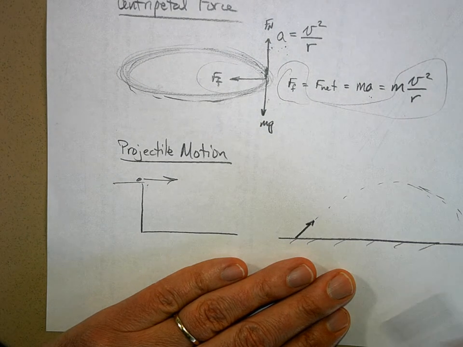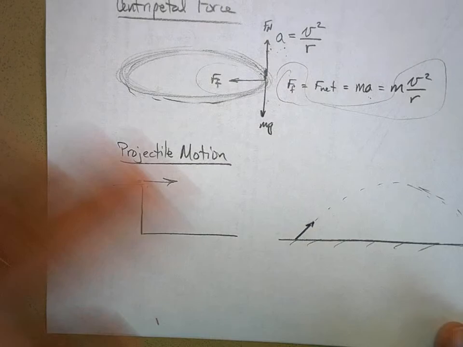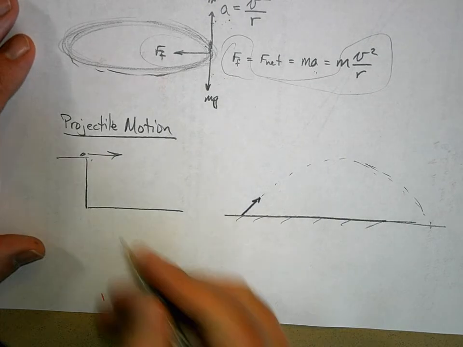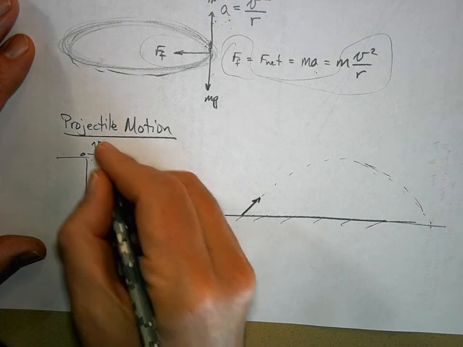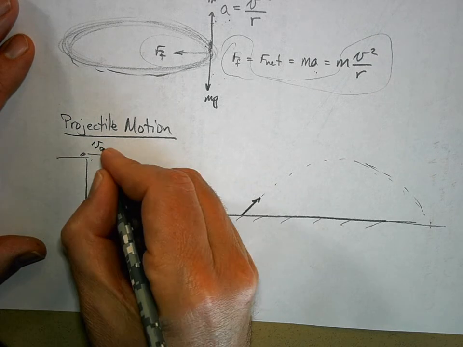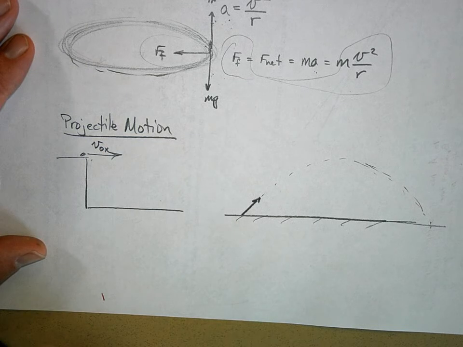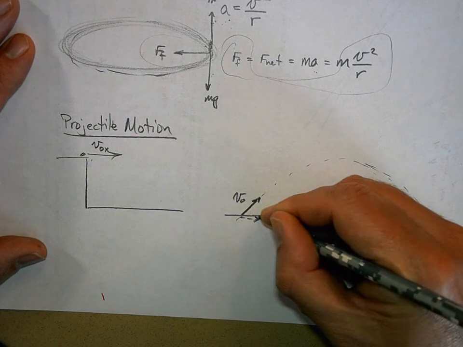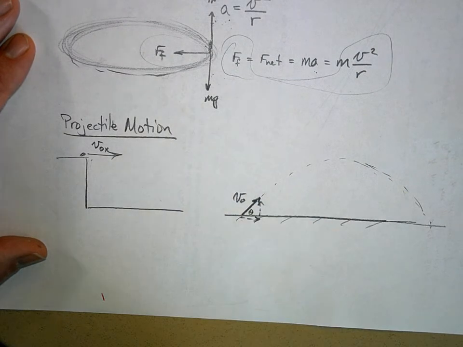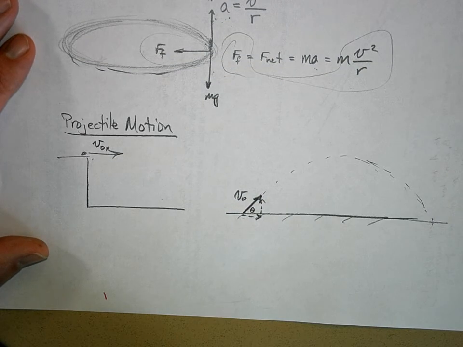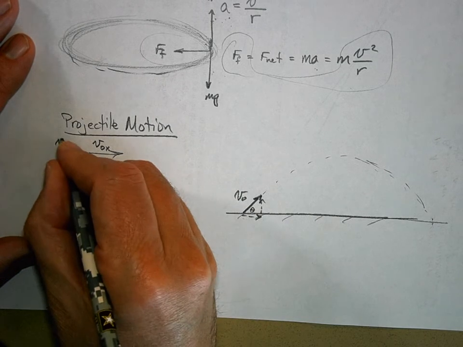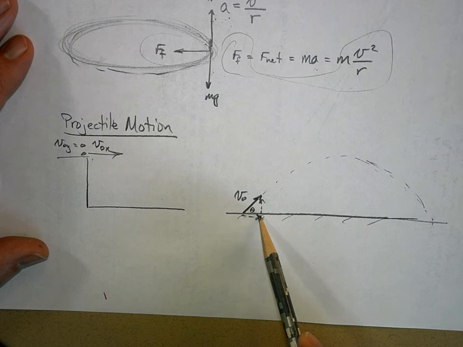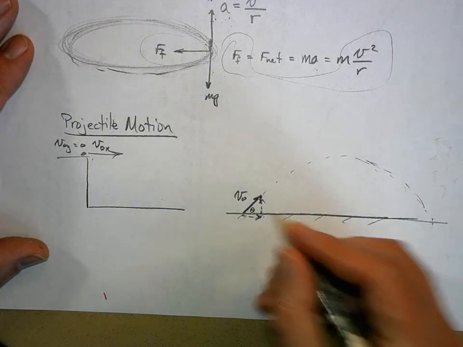All right, so these are the two kinds of problems. Now, in this kind of problem, v naught x is the velocity, but here the velocity you have to break up into its components based on my launch angle. Here, v naught y is equal to 0. v naught y is not equal to 0 here. It's v naught y equals v naught sine theta.